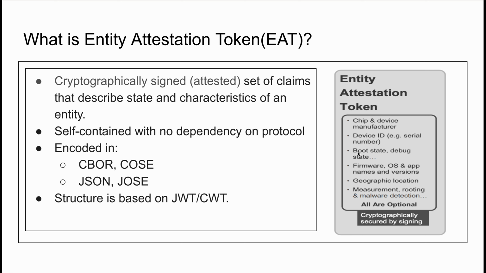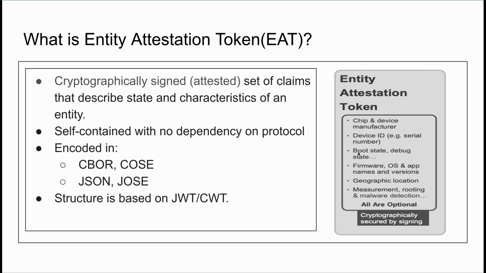So what is EAT? EAT is nothing but a set of device claims. By claims I mean the various information that belongs to a device. Whenever the set of claims are cryptographically signed, that is attested, the token that is generated is called the Entity Attestation Token. Now this EAT is self-contained and has absolutely no dependency on a protocol like HTTP, TCP, and so on. And the structure of the EAT token is either JWT or CWT.